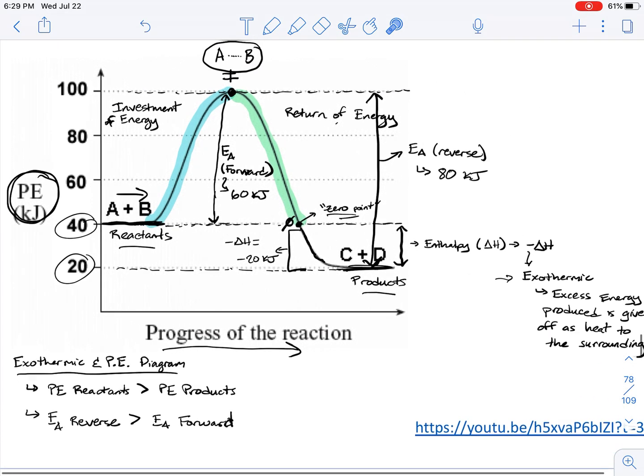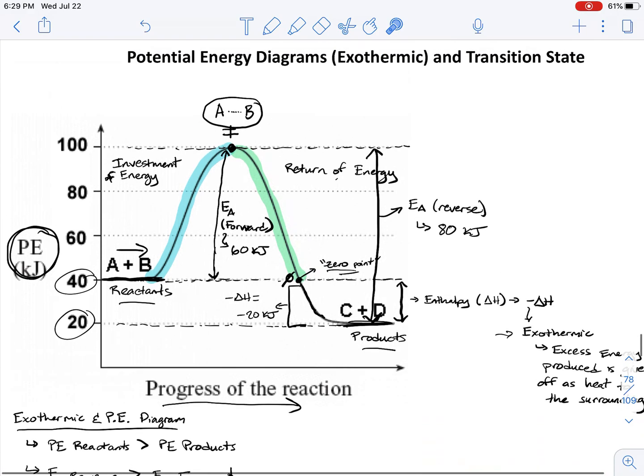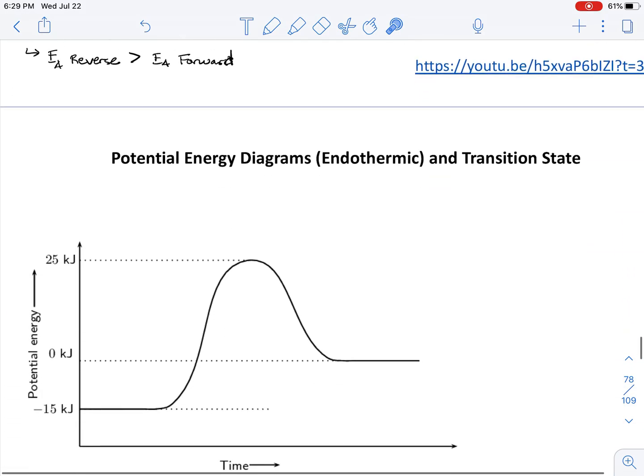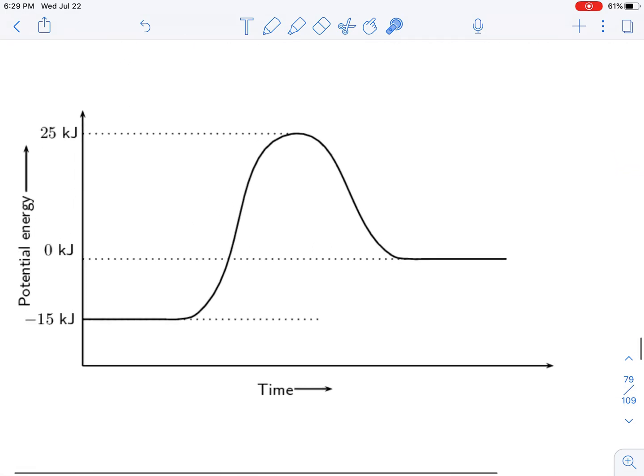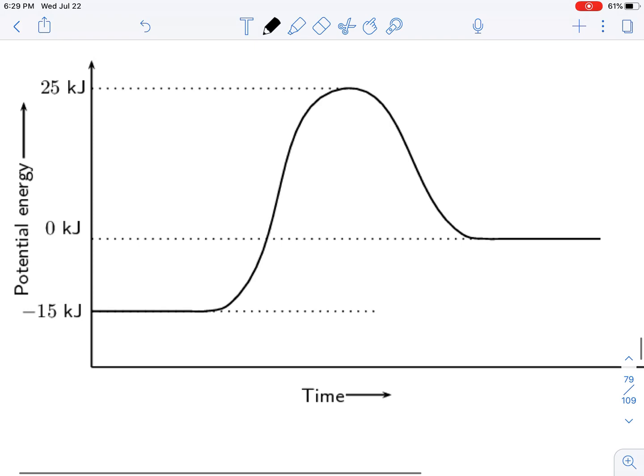And so hopefully you guys understand the parts to the potential energy diagram for exothermic reactions. And so we're going to go ahead and do the same for endothermic reactions. And so here, the first thing I'm going to label are my reactants. I'm just going to use A and B and C and D for consistency. So here we have reactants and products.